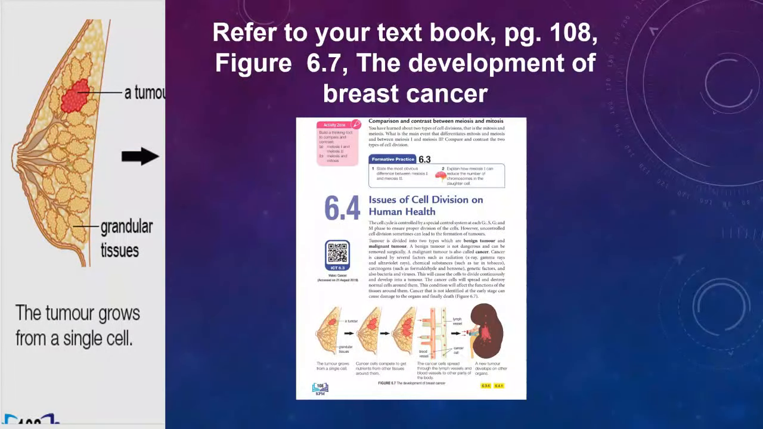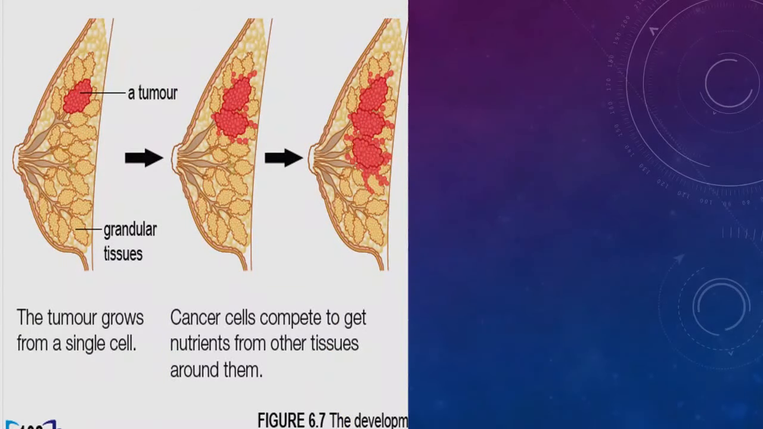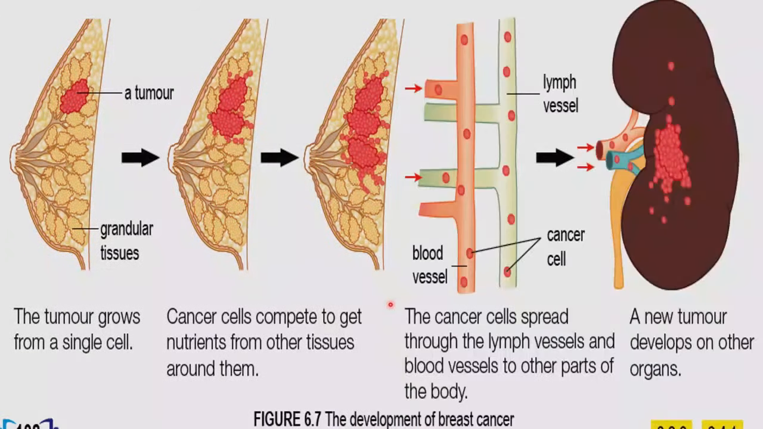Refer to your textbook, page 108, figure 6.7, the development of breast cancer. It may start with a tumor that grows from a single cell. Then, cancer cells compete to get nutrients from other tissues around them. Later, the cancer cells spread through the lymph vessels and blood vessels to other parts of the body. Finally, a new tumor develops on other organs.